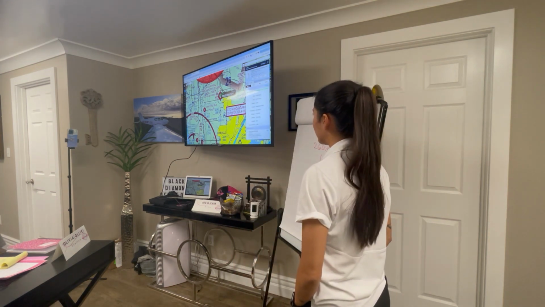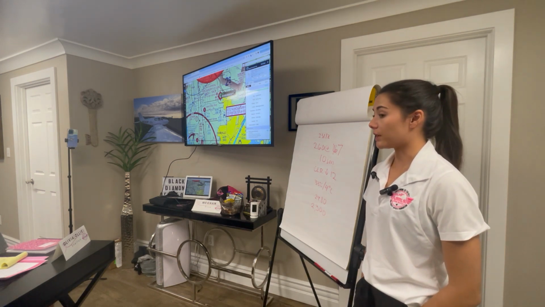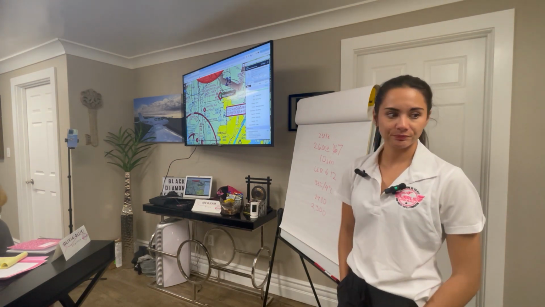Altimeter settings, 29.80. So your altimeter tells you what altitude you're at in MSL. MSL is mean sea level.